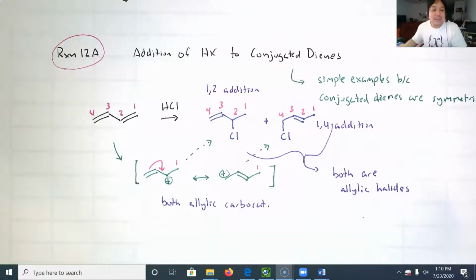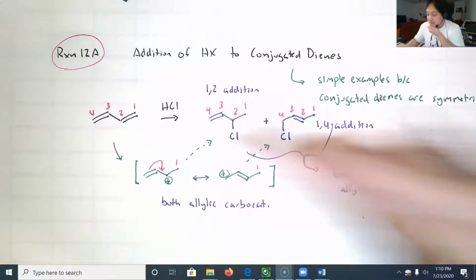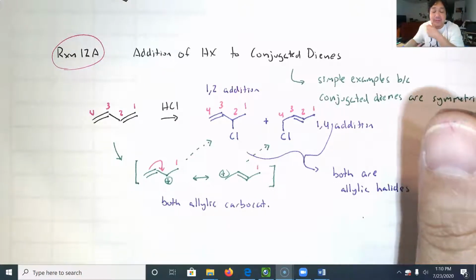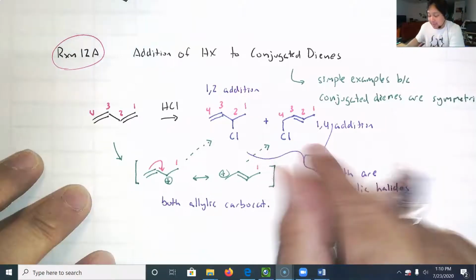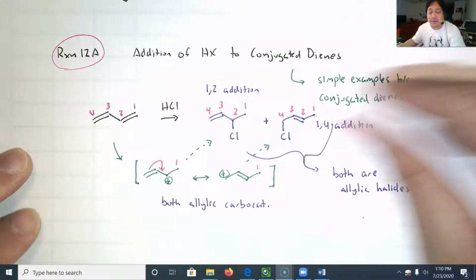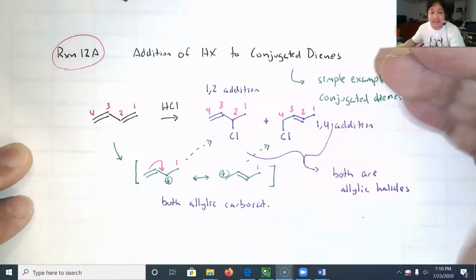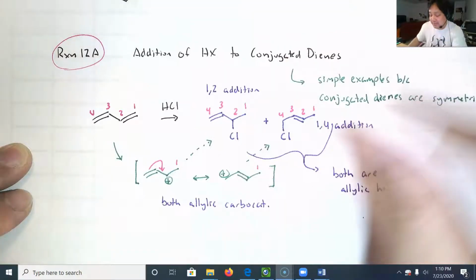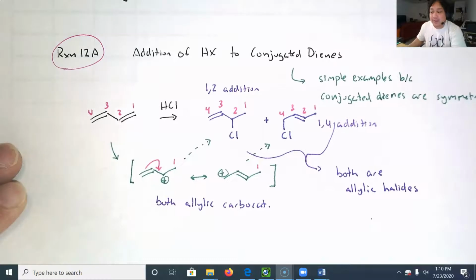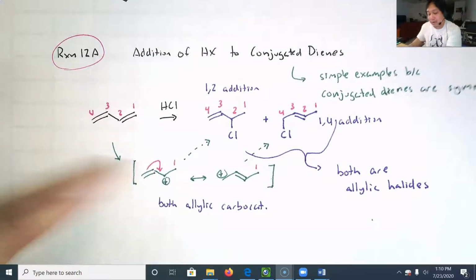Would it have been possible to have both the 1,2 and 1,4 identical? Yes, there are some dienes where they would be identical, but I don't want you to memorize those examples. I want you to do these on a case-by-case basis. The vast majority of cases, you are going to have two products, the 1,2 and the 1,4. For now, you're going to draw both.